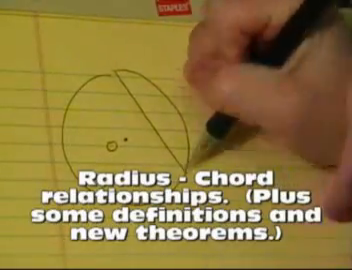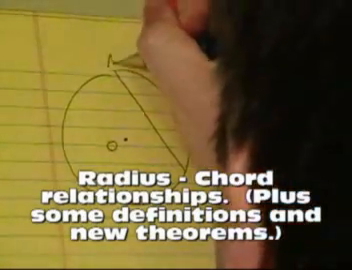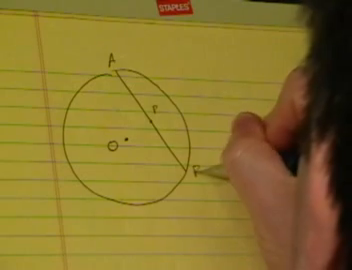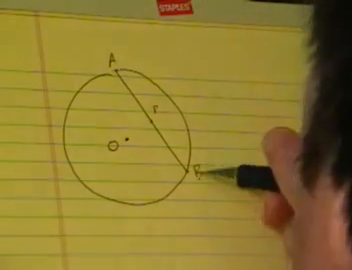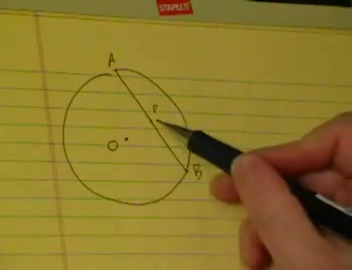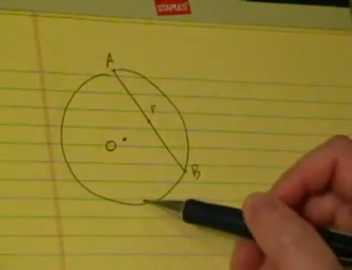Chord, okay? A, let's call this point P, and this is B. So A and B are on the circle, okay? P is not on the circle, P is interior.